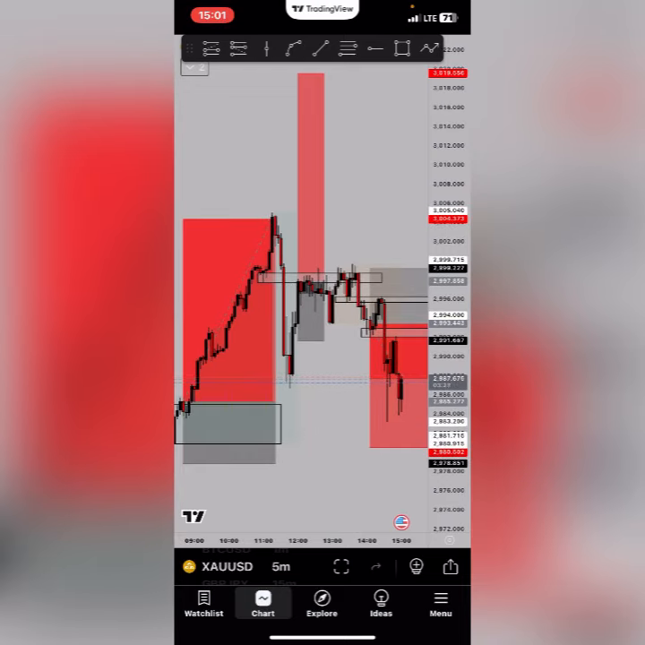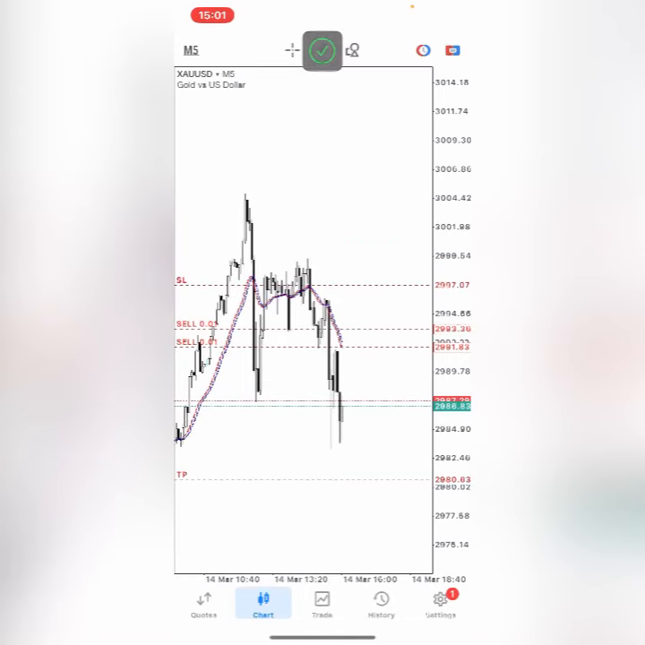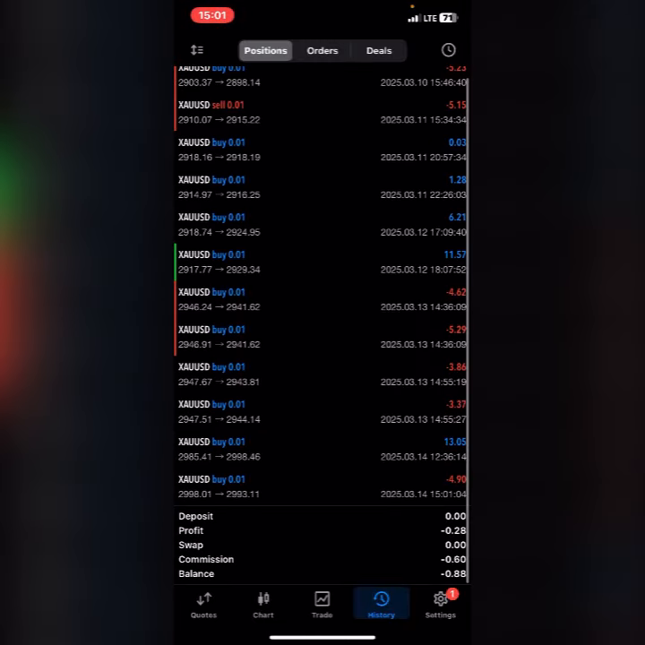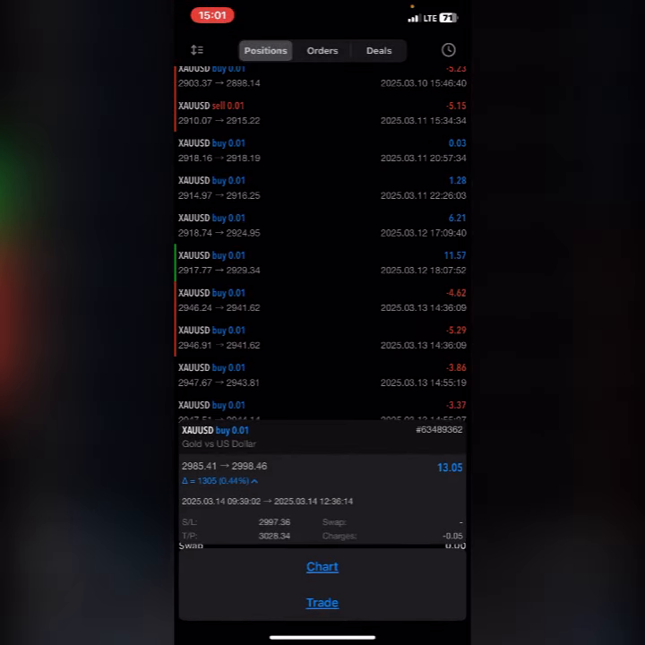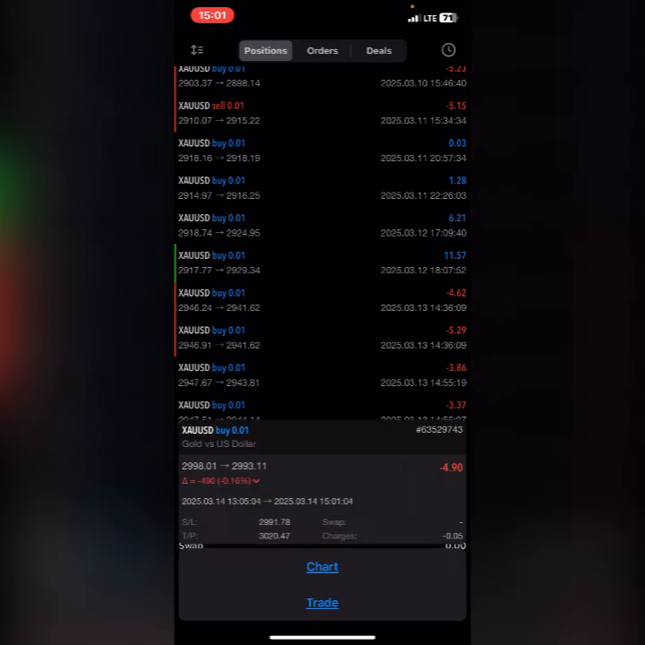So this will be my last trade for the day, because I already hit my max lot size. My max lot size for the day, right? Currently, look at the profit, $9, right? And as you can see, this was the trade I took, which was the first trade, $13 win, and the second trade I told you about, it was a loss.